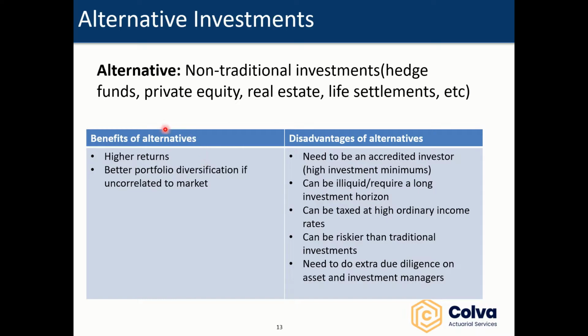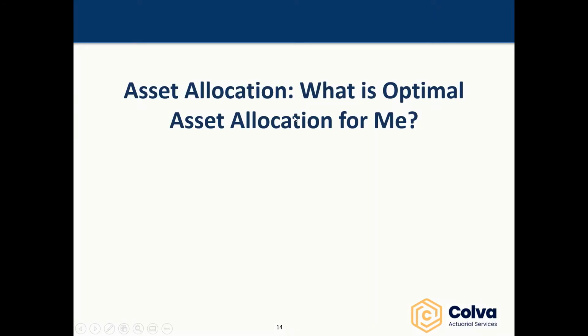But in this environment, especially if you're higher net worth, alternatives can provide better diversification than bonds. So it's important to take a look at this if this is the category that you fall into. Okay, so now let's talk about asset allocation.